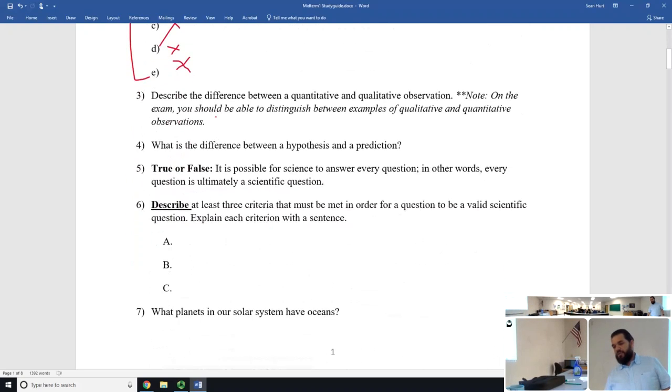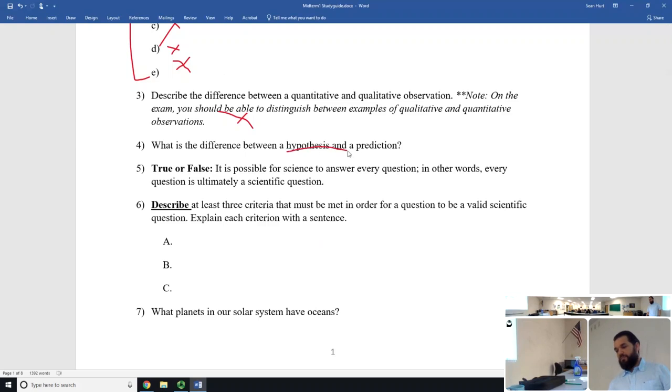All right, you should also know the difference between quantitative and qualitative, right? Quantitative observations involve a measurement. You're measuring something and you're assigning a quantity. That's what gives you quantitative. With qualitative, you're describing qualities, so there's not going to be any measurement involved. It's just a description, using adjectives and words instead of numbers, okay?